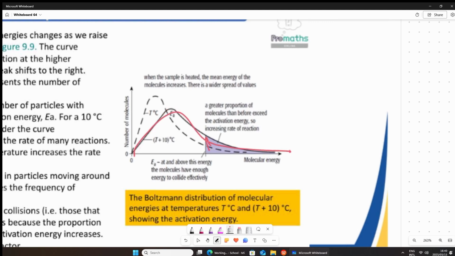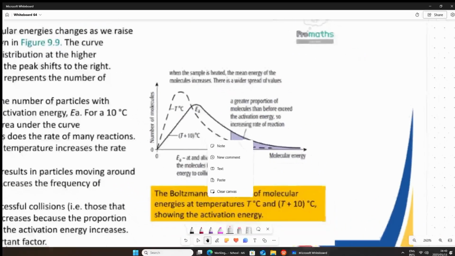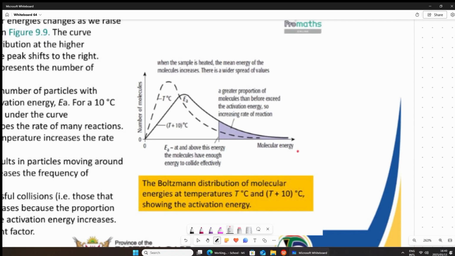Therefore, this results in this gray shaded area, which means that there are more particles, because this area is now greater. That means there are more particles having kinetic energy that is equal to or greater than the activation energy. This actually means that more particles will collide with sufficient kinetic energy per unit time. Therefore, more effective collisions will take place. Hence, the rate of the reaction will increase.